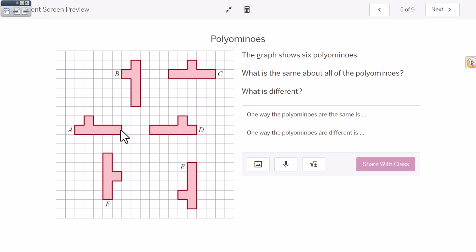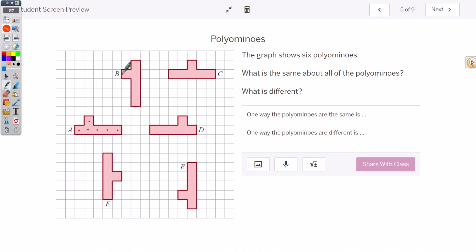Well, there's a few things that are the same. I'm going to get something to write with here and point out the fact that if I look at their area, how much space this pink space covers up, in figure A, it looks like it covers up 1 square, 2 squares, 3 squares, 4 squares, 5 squares, and then this little bump out on the top. It covers 6 square units.